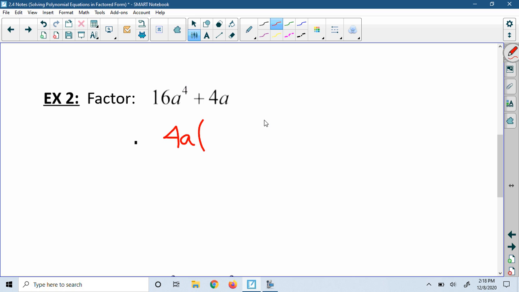Now, what's left over after I pull or divide that greatest common factor out front? Well, let's see. 16 divided by 4 is 4. I had 4 a's. I pulled one of them out, so there's 3 left. Over here, 4 divided by 4 is 1. I had 1 a, I pulled it out, so there are no more a's left right there. So we factor that, pulling out that greatest common factor.